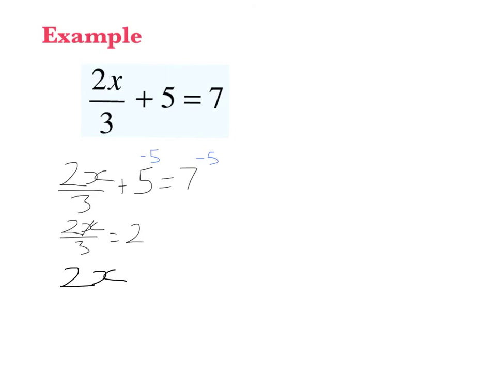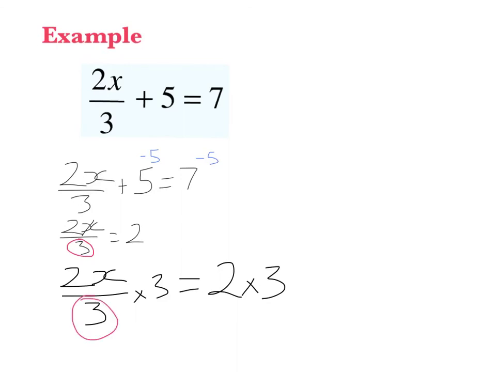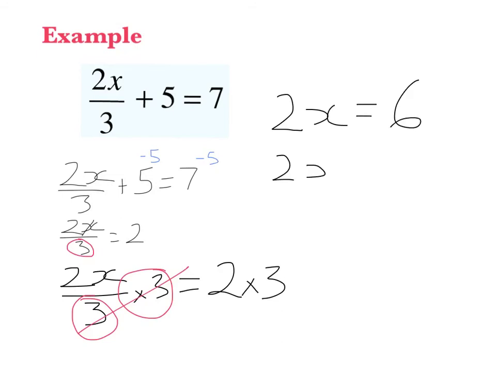2x divided by 3 multiplied by 3 is 2 multiplied by 3. Why have I multiplied? Because here I am dividing. In order to cancel out that division, multiplied by cancels it out. What I do to one side, I must do the same to the other. So 2x is equal to 6. 2x divided by 2 is equivalent to 6 divided by 2.